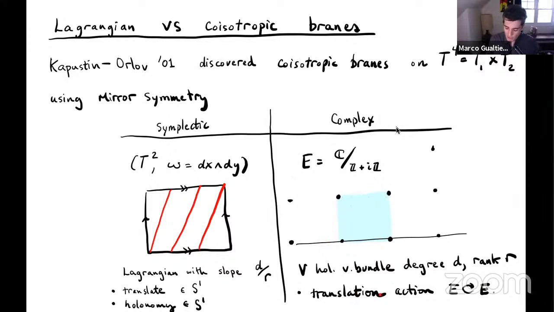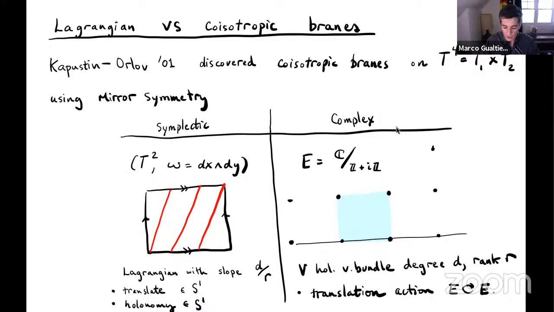But the problem is that the translation on this side involves a translation in two directions, and so this has 2 degrees of freedom. The elliptic curve acts on itself by translation. So that means we have a problem: here we only have 1 direction of translation, and here we have 2. This is repaired by considering the holonomy of the line bundle on this circle.